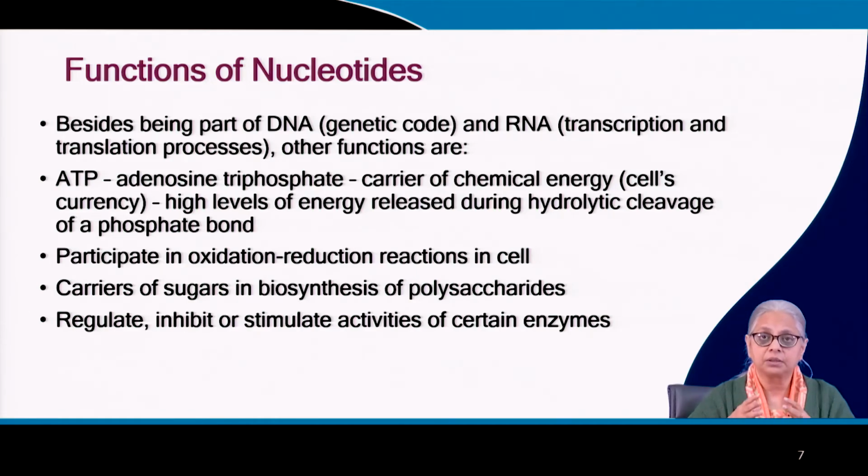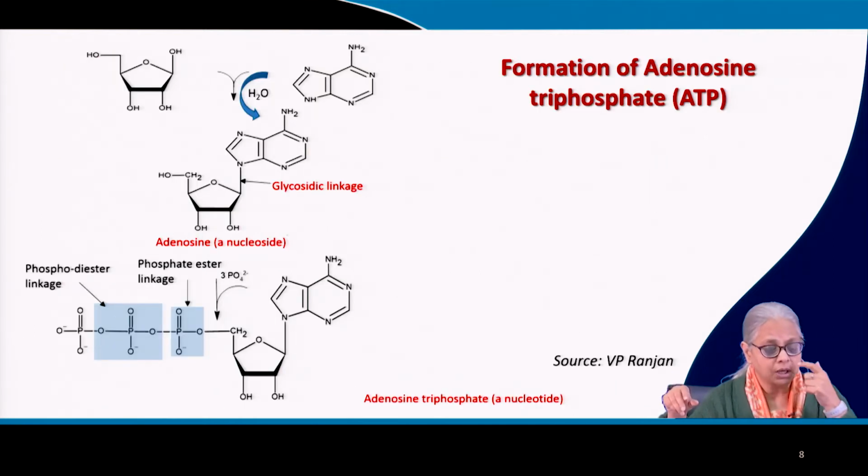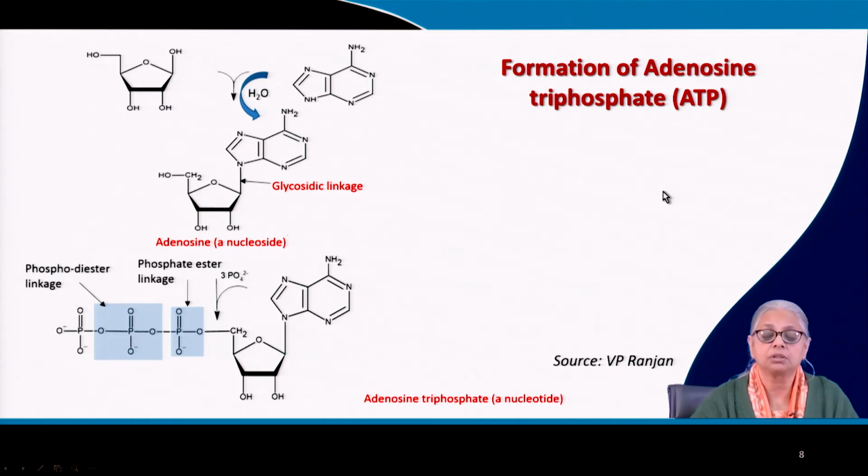So it's the carrier and the way for the cell or the microorganism to store chemical energy. The full form is adenosine triphosphate, and you have high levels of energy released during the hydrolytic cleavage of the phosphate bond. So here we have the formation of adenosine triphosphate. So we have our ribose sugar, and the nitrogenous base adenine is attached at the C1 position by a glycosidic linkage. This together forms adenosine, which is a nucleoside. So the sugar plus nitrogenous base is your nucleoside.